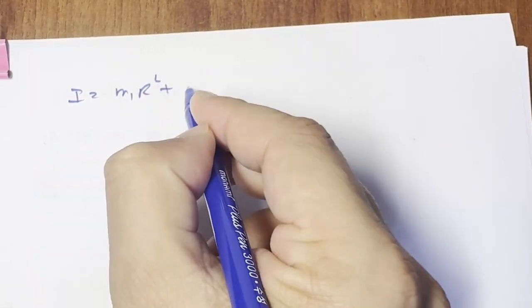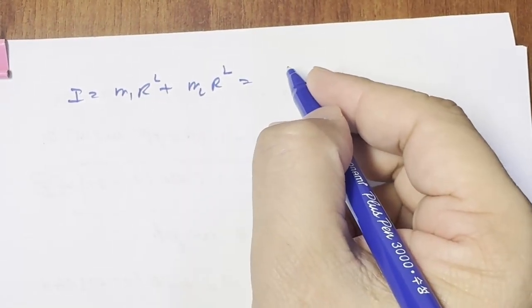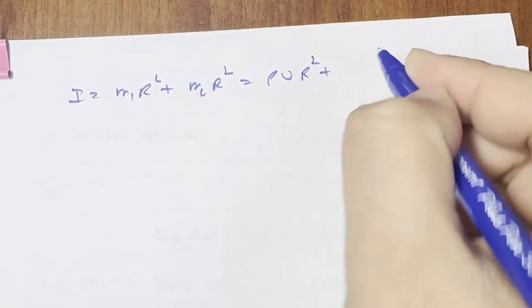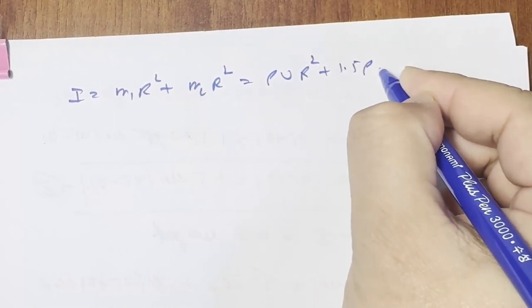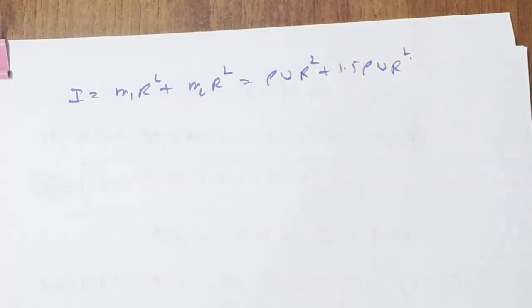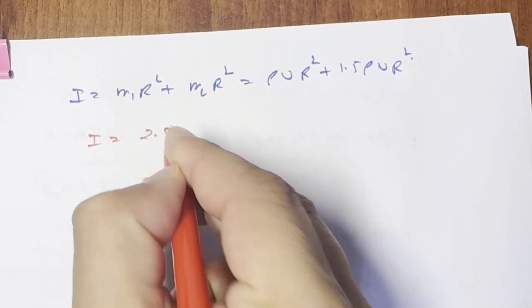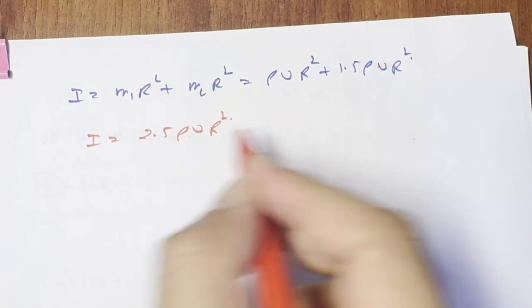So therefore, as the masses are m1 and m2 and the distance from point O is the same, that is r, we get total moment of inertia I equal to m1 r square plus m2 r square, and we can write that m1 will be equal to rho v, and m2 is 1.5 rho v. Therefore total moment of inertia will be equal to 2.5 rho v r square.